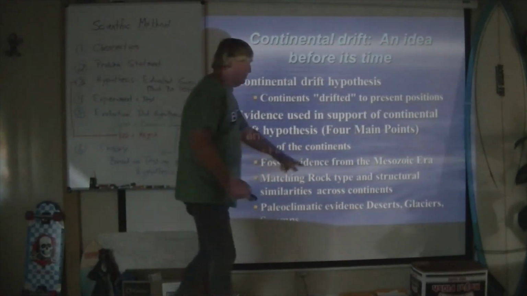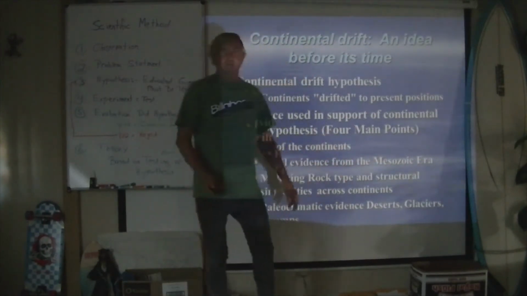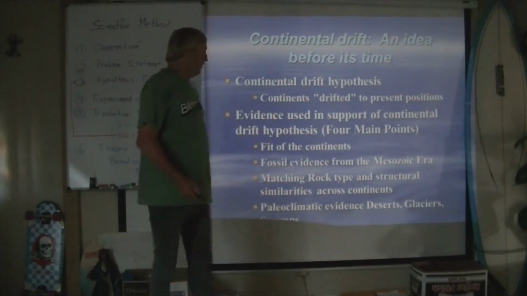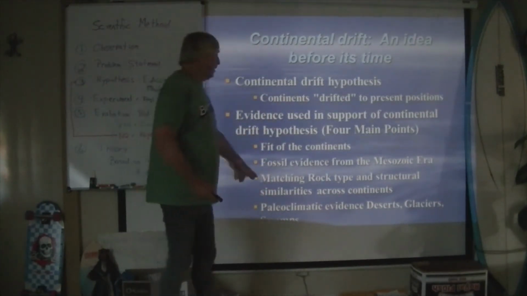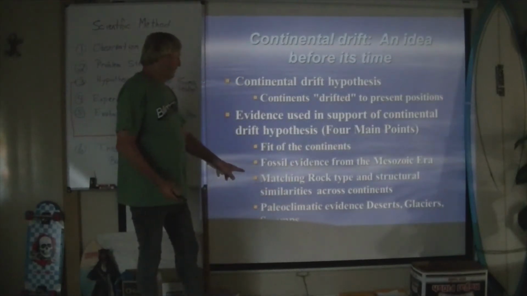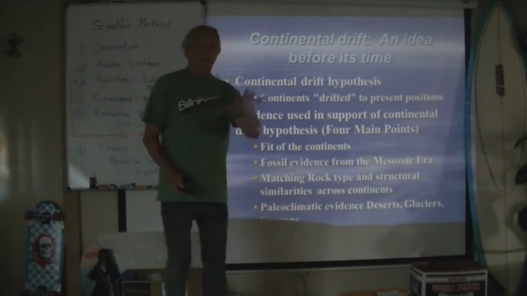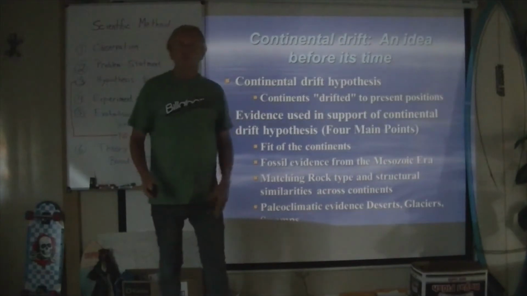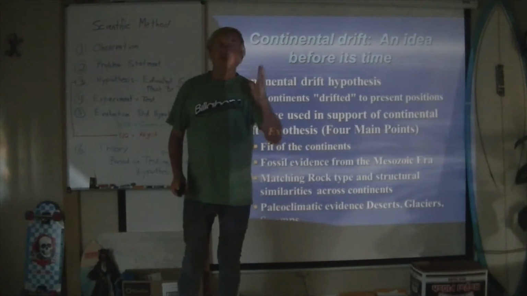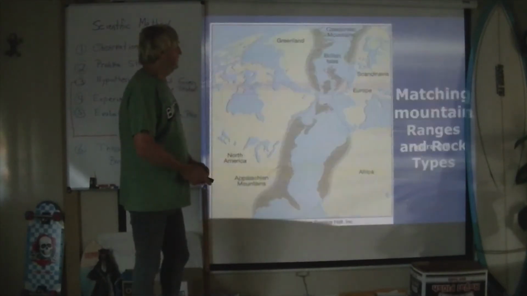Fossil evidence from the Mesozoic era, so he looked at fossils that were 250 million years old. These are the first part of the Mesozoic. These are the early reptilian dinosaur fossils that he looked at. Matching rock types and structures, similarities across continents. And then paleoclimate. He found deserts that are out of place. He found glaciers that left scour marks into rock, and when you slide South America and Africa back together, those scour marks match those striations made by glaciers. So those are his 4 lines of evidence.